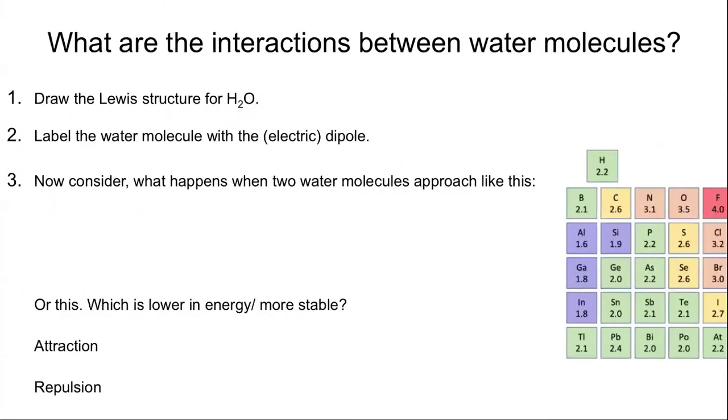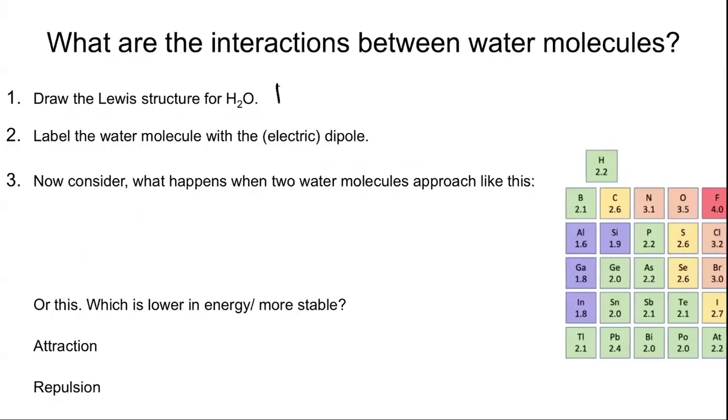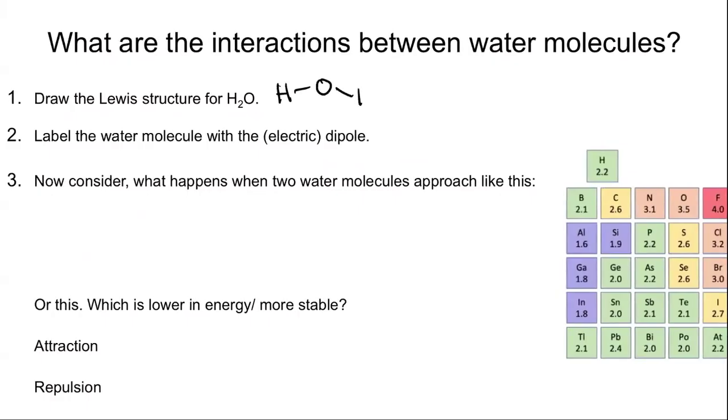Okay, so the first thing I want you to do is draw the Lewis structure of water, H2O. Oxygen has 6 valence electrons. Hydrogen has 1 times 2. That's what water looks like.